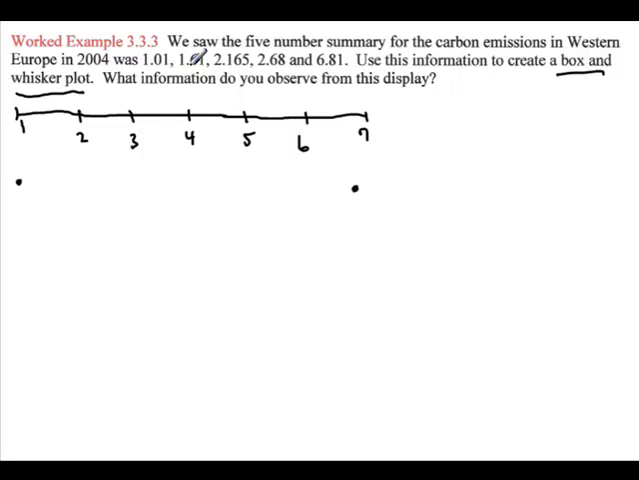1.61 was our first quartile, so a little bit closer to 2, in between 1 and 2. 2.165 was our second quartile, our median, and that's going to be closer to the 2, between the 2 and the 3. And 2.68, our Q3, our third quartile, closer to the 3, also between 2 and 3.